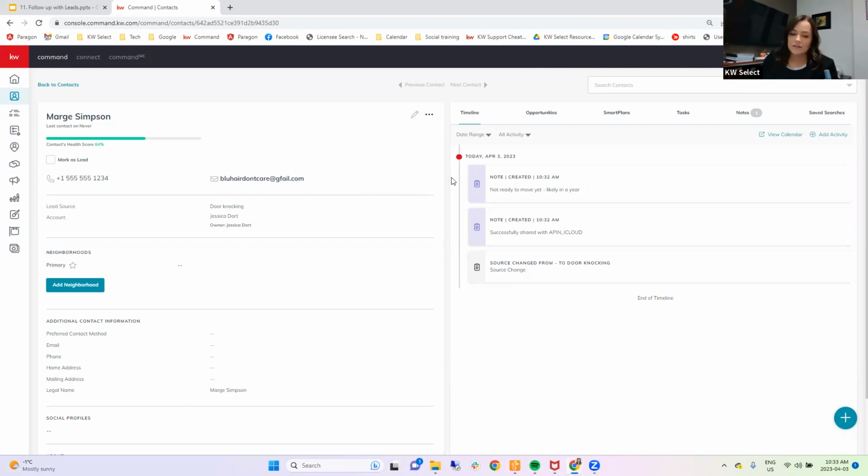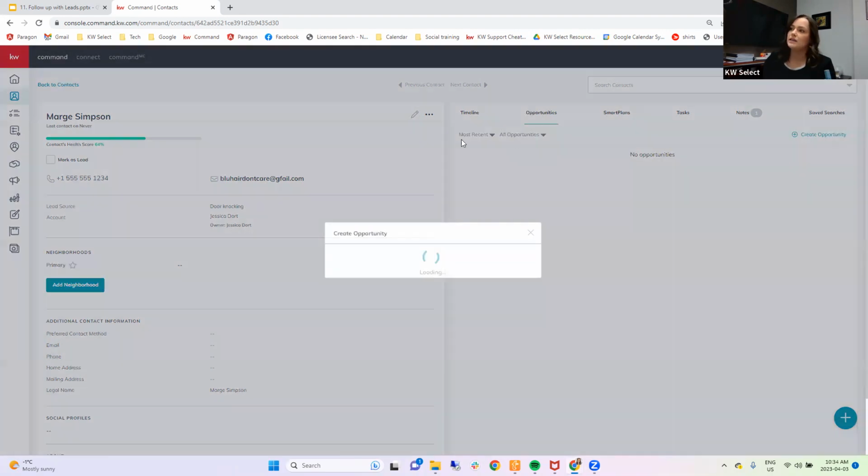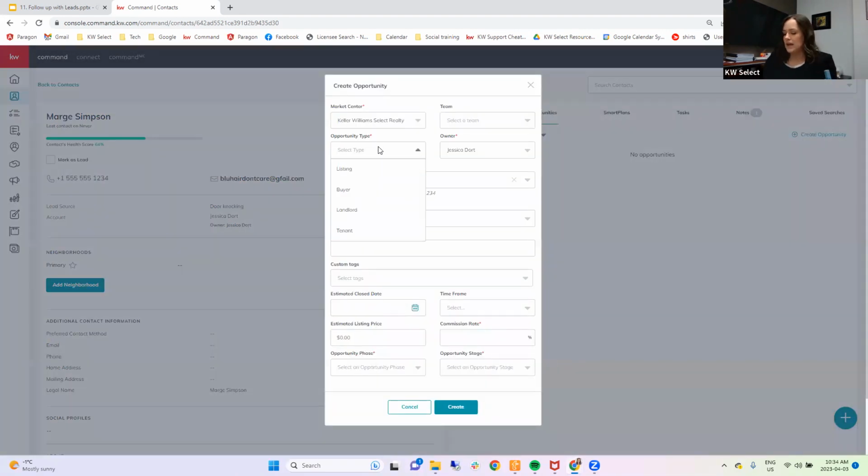Because she's not ready to do anything yet, we're going to work on cultivating this lead. So the follow-up is key here. First thing I can do, like Alex said, is create an opportunity for Marge. So I'm going to go to my opportunities tab right here, and I'm going to create an opportunity. I'll say it's a listing for now. Actually, we'll do buyer in this case. Once they find a house to buy, they might want to list their house, but we'll start with the buyer.